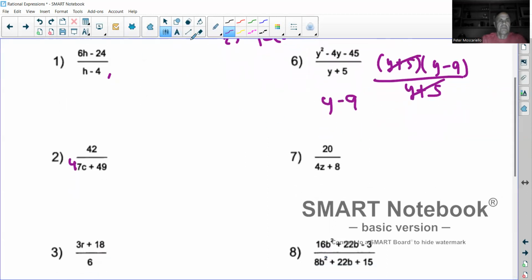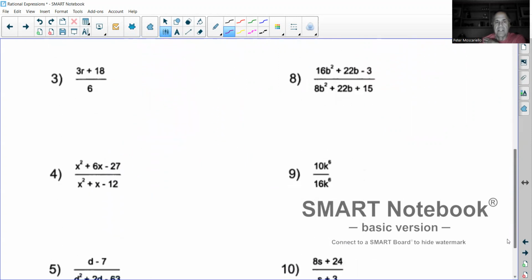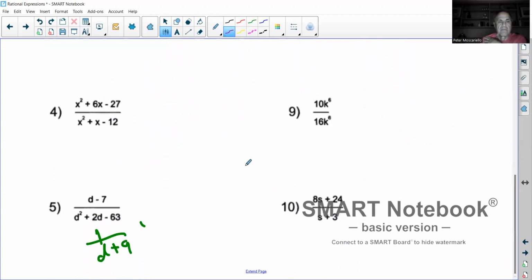Easy peasy. It really is pretty easy stuff. It's all about factoring. So let's look at number 2. The numerator is 42, the denominator is 7c plus 7, so we factor out our GCF. Now this 7 is a factor. It's being multiplied. So I can cancel it with the 42 and get 6 over c plus 7. Number 7 and number 3 are done the same way. We'll come back to number 8. Let's look at number 4.